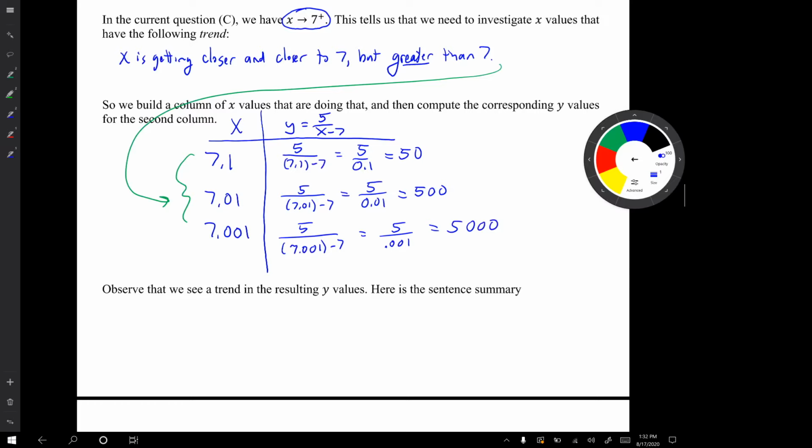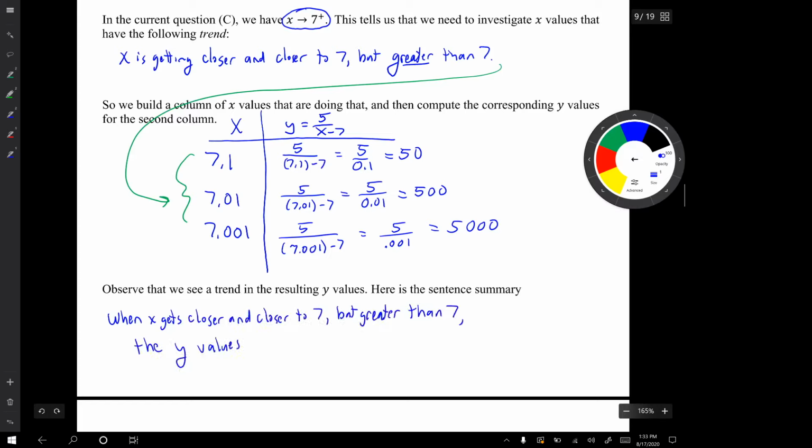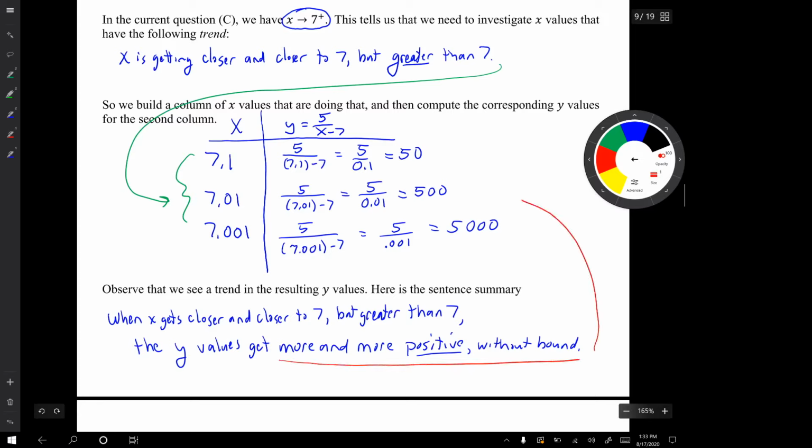The sentence summary is the following. When x gets closer and closer to 7, but greater than 7, the y values get more and more positive without bound. So this behavior, that the y values are getting more and more positive without bound, we saw happening in that column of the table. This behavior, that x is getting closer and closer to 7, but greater than 7, was happening in that column of the table.